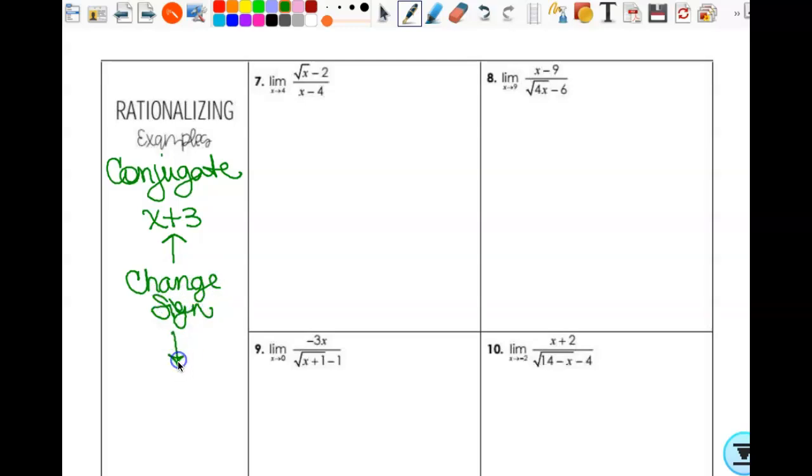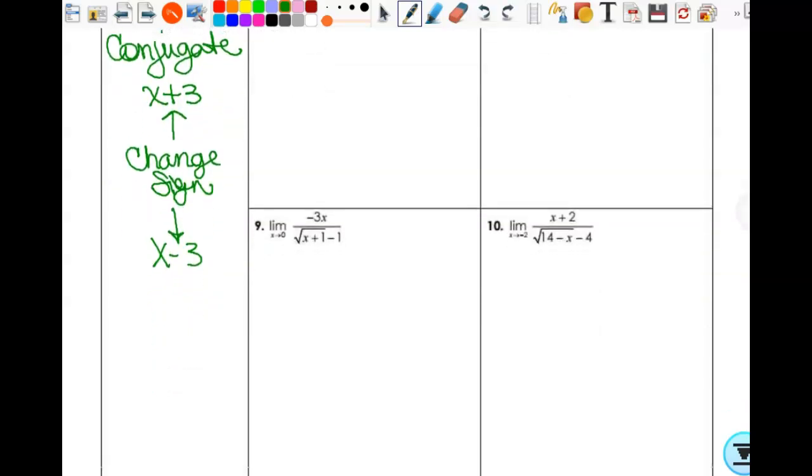So the conjugate of x plus 3 is x minus 3. See how easy that is? It doesn't get any more complicated than that. You change the sign in between the two terms. Now look at what you have. We're doing that so that we can multiply it together and do some things with it.